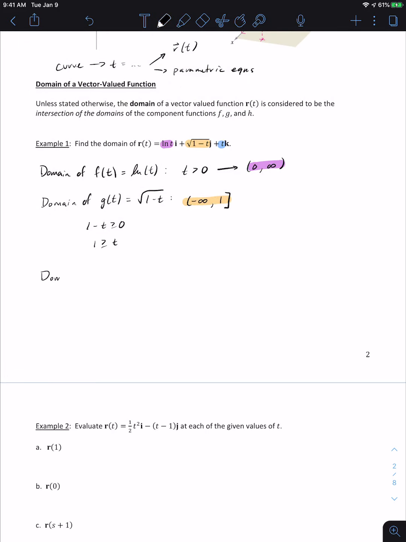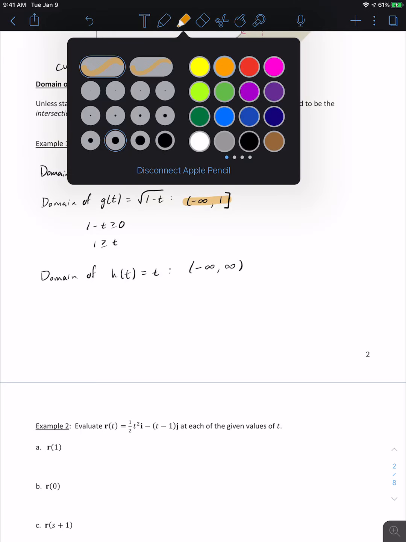And now the third one, the domain of h of t, which is just t. What values am I allowed to plug into the function f of x equals x, or h of t equals t? Well, I can plug everybody in, right? Nothing bad happens. So that domain is all real numbers.